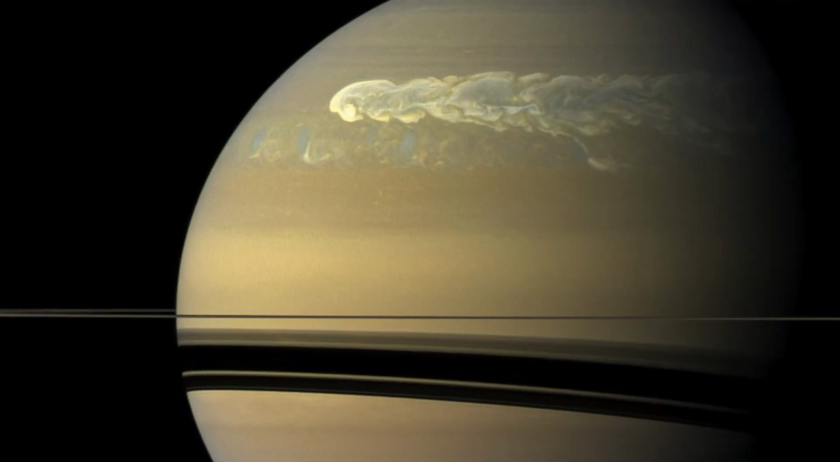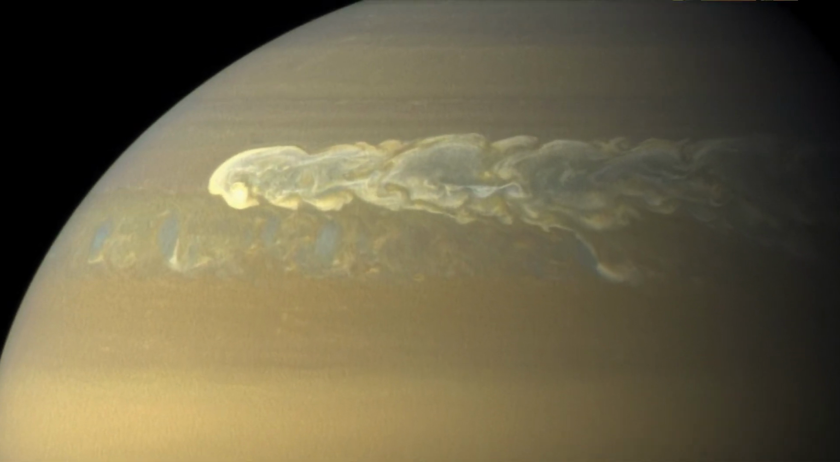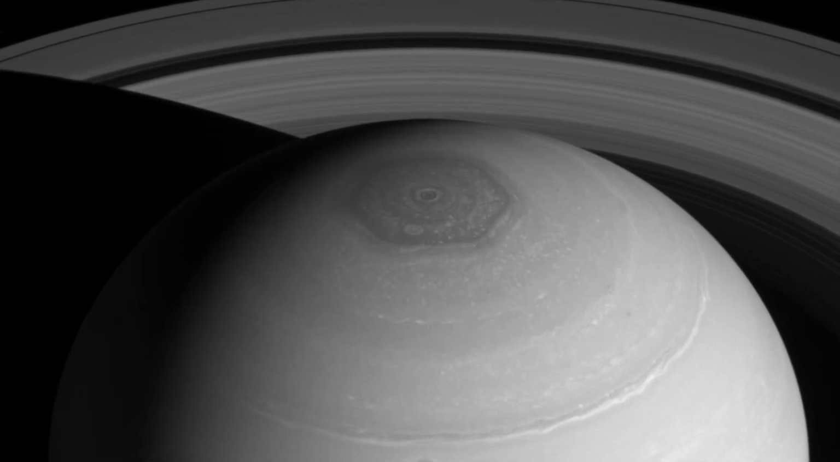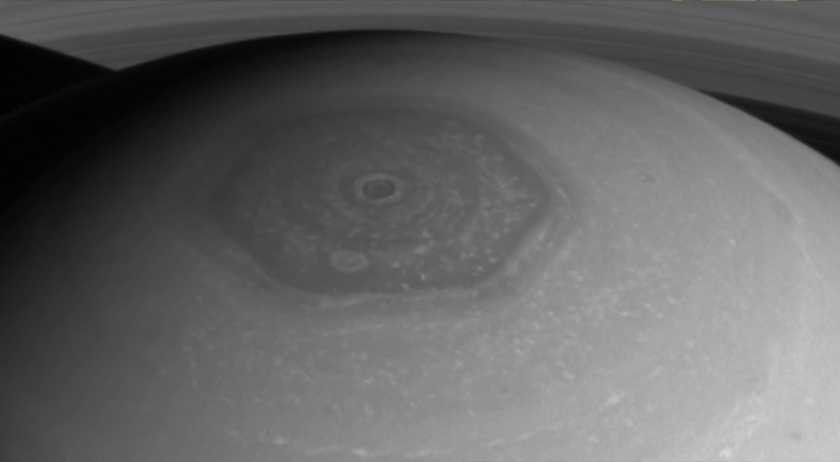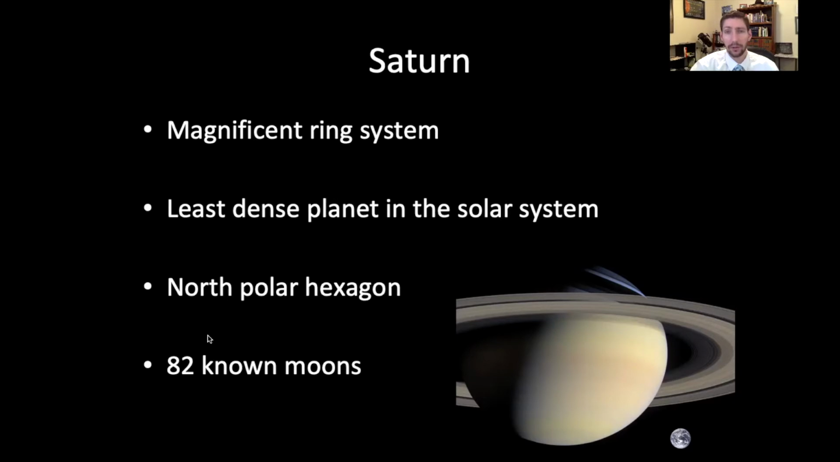There are occasional storms in Saturn's atmosphere that we have captured. There's also a strange hexagon pattern near its north pole. Currently, we know of 82 moons of Saturn, the most of any planet in our solar system.